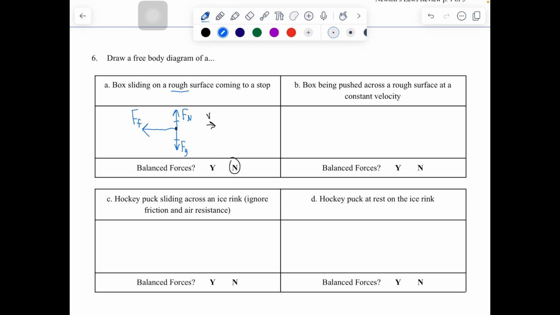B. Box being pushed across a rough surface at a constant velocity. Here we go. On Earth, force of gravity. On a surface, normal force. These are balanced. It is being pushed, so there is an applied force, and it is at a constant velocity on a rough surface. The rough surface gives us friction. The constant velocity tells us that friction should balance with our applied force. Constant velocity, no acceleration, means balanced forces. So, forces are indeed balanced.